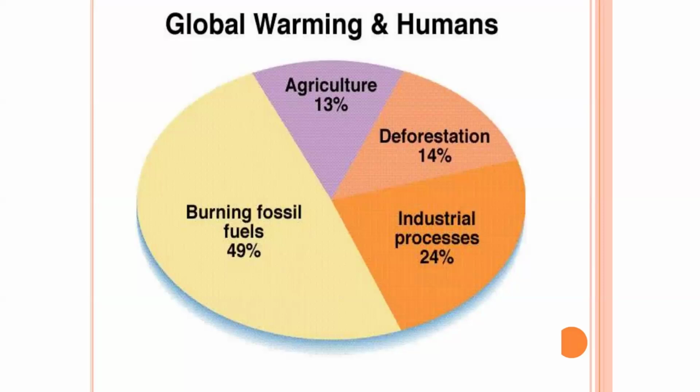So the other physical activities of humans: agriculture 13%, deforestation 14%, industrial process 24%, burning of fossil fuel 49%. The weightage of climate change contributions comes like this. So that's why if you reduce fossil fuel, we can save the planet. Right? Got the point?